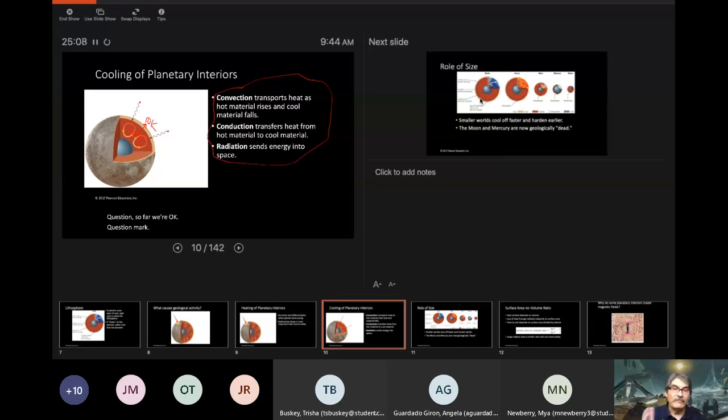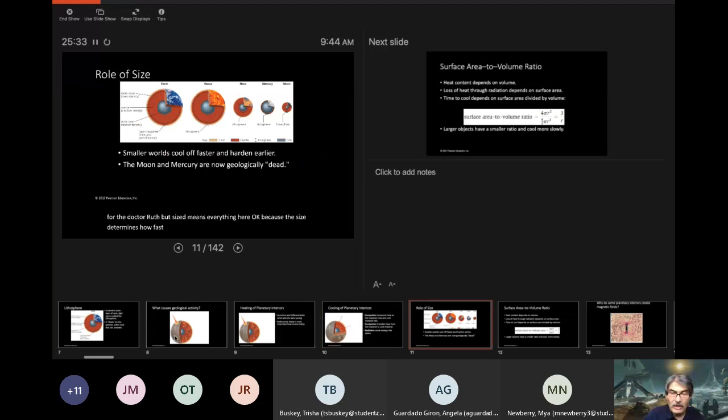Okay, now I bring up these three interiors, these types of problems, for one particular reason, and that is the question on the role of size. Sorry for the Dr. Ruth, but size means everything here, okay? Because the size determines how fast or how slow you cool down.